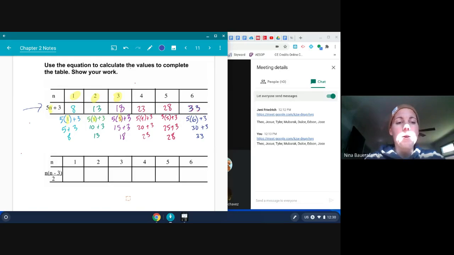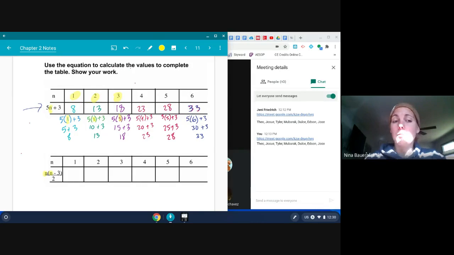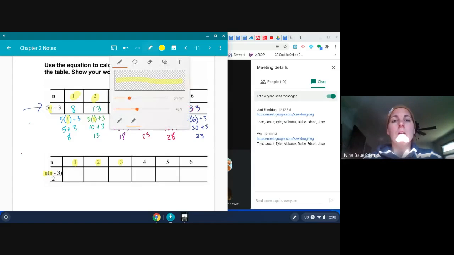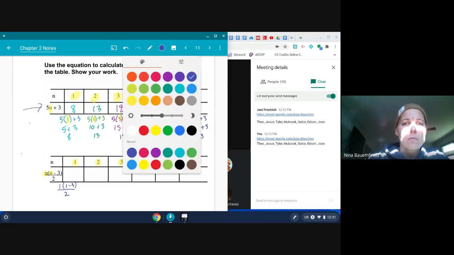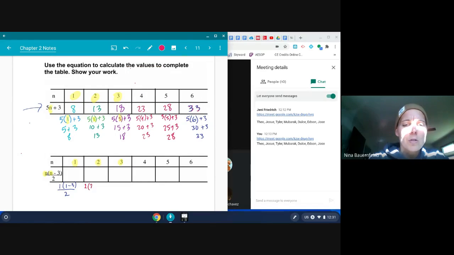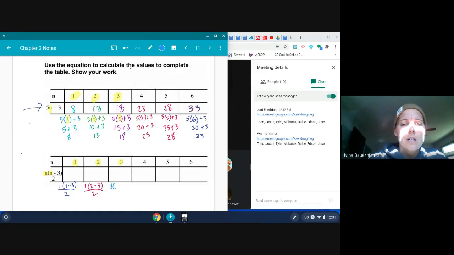if you prefer, but what you're going to do is you're going to replace your n's. There's 2 of them now. You're going to replace both of them with 1, and then with 2, and then with 3. So I'm going to write the first couple of these out. So it's going to be 1 times 1 minus 3 divided by 2. The next one is going to be 2 times 2 minus 3 divided by 2. Then it's 3 times 3 minus 3 divided by 2. 4 times 4 minus 3 divided by 2.